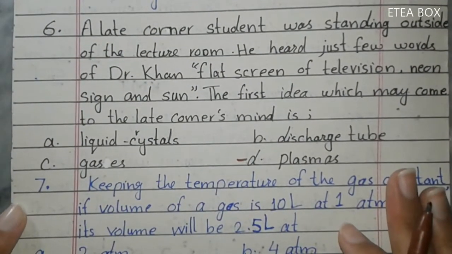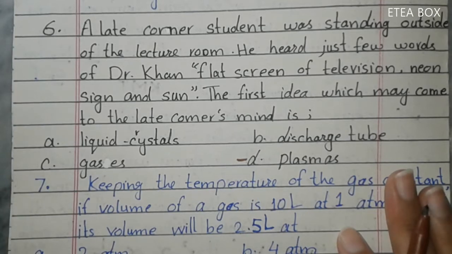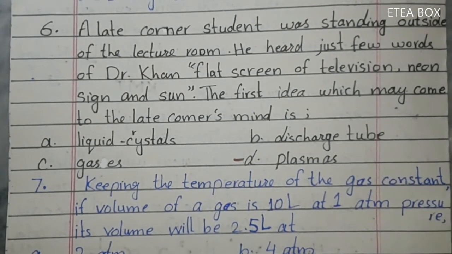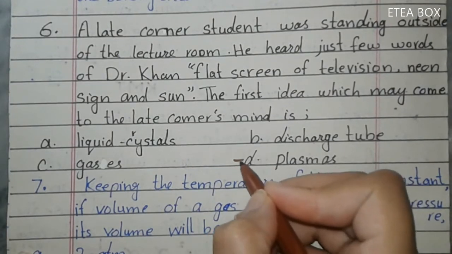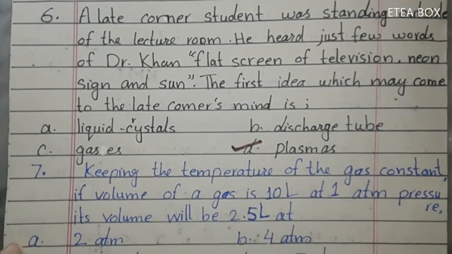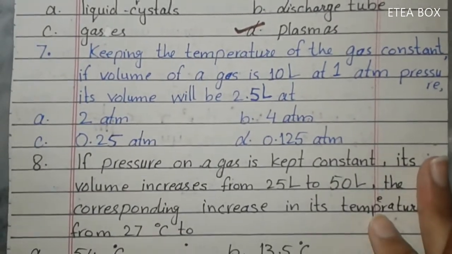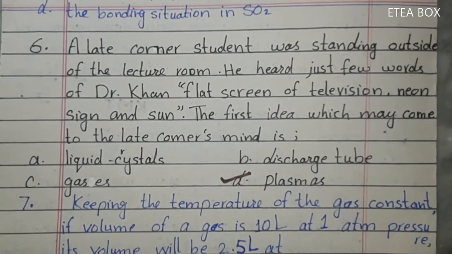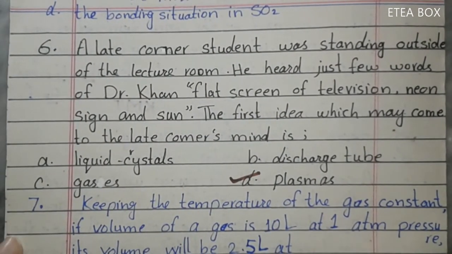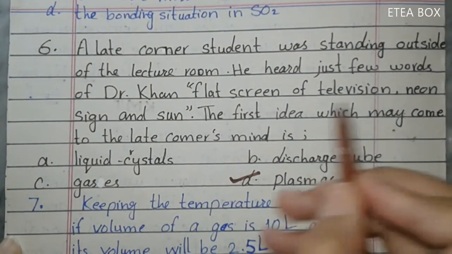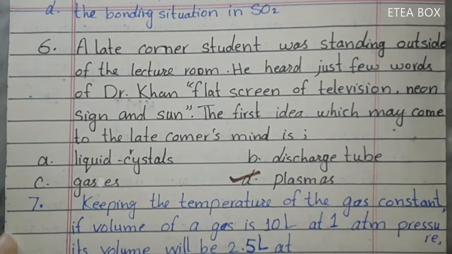Next one. A latecomer student who was standing outside of the lecture room heard a few words of Dr. Khan: flat screen of television, neon sign and sun. What is the first idea that may come to the latecomer's mind? He gets the idea that the teacher is talking about plasma. He is giving a lecture about plasma. When you read the topic of plasma in your book, you will find that plasma is used in the flat screen of television, neon sign, and the sun. The sun also contains plasma.